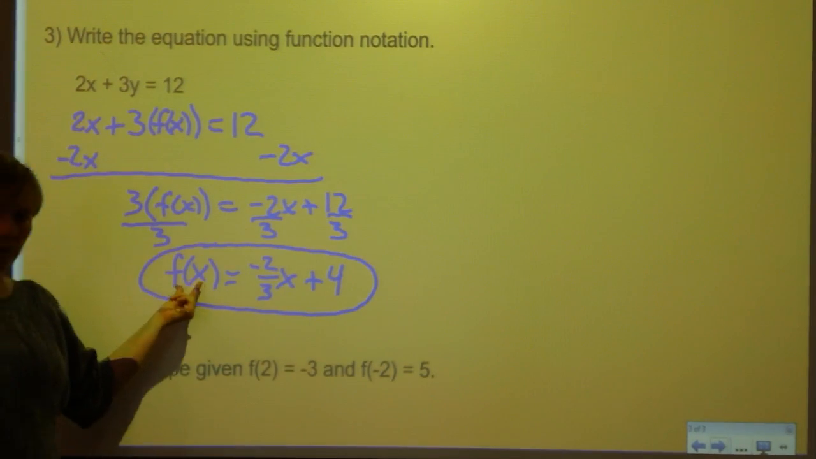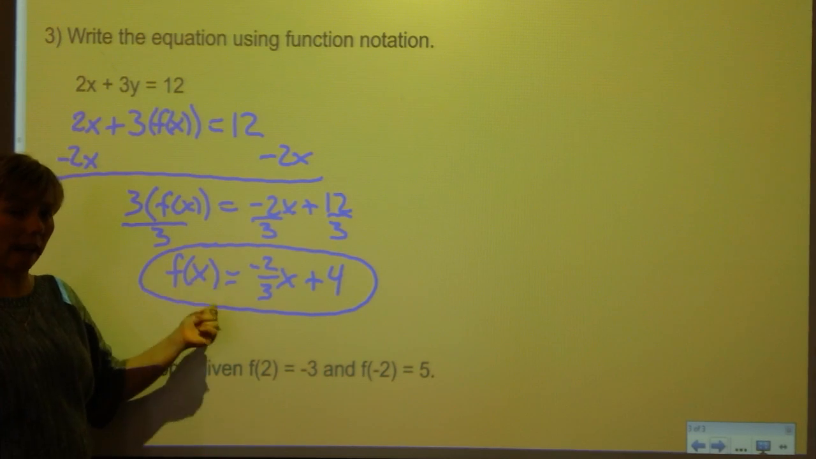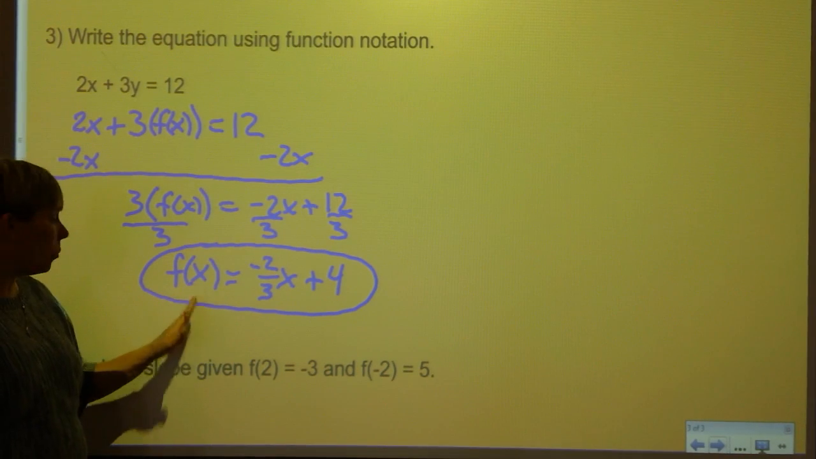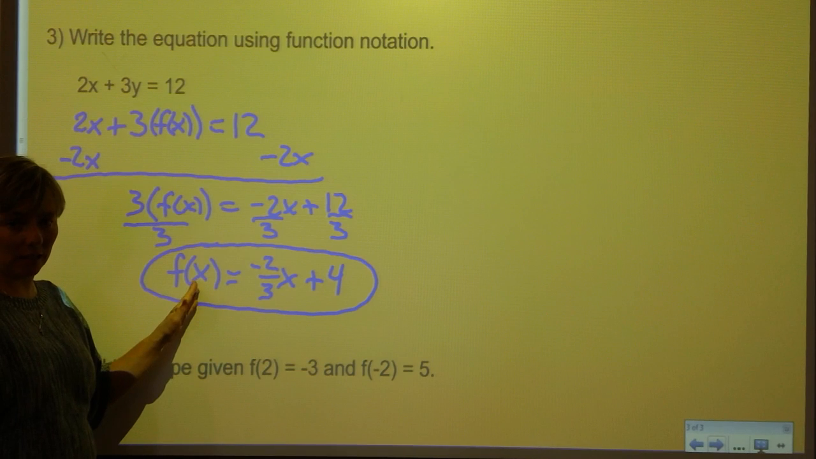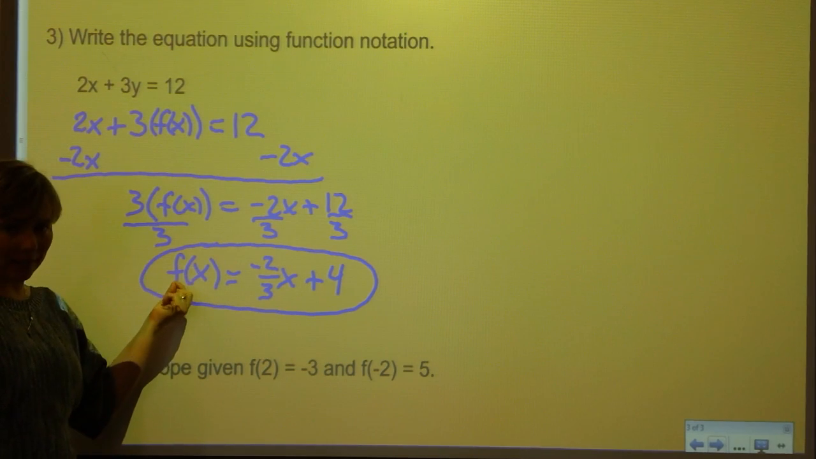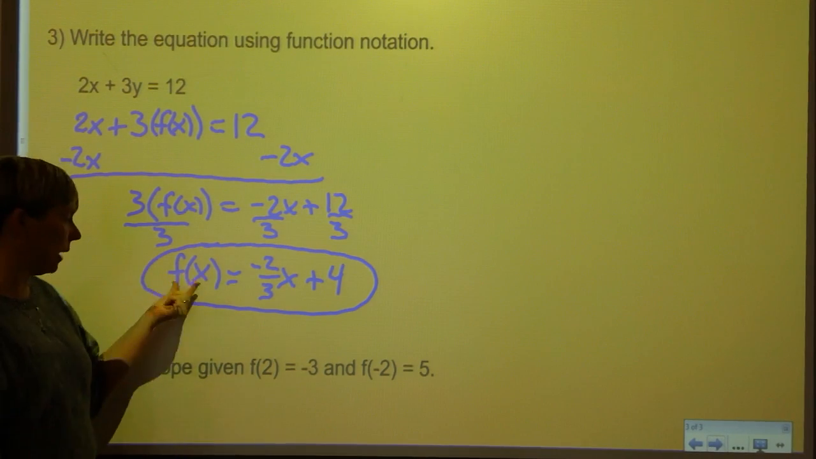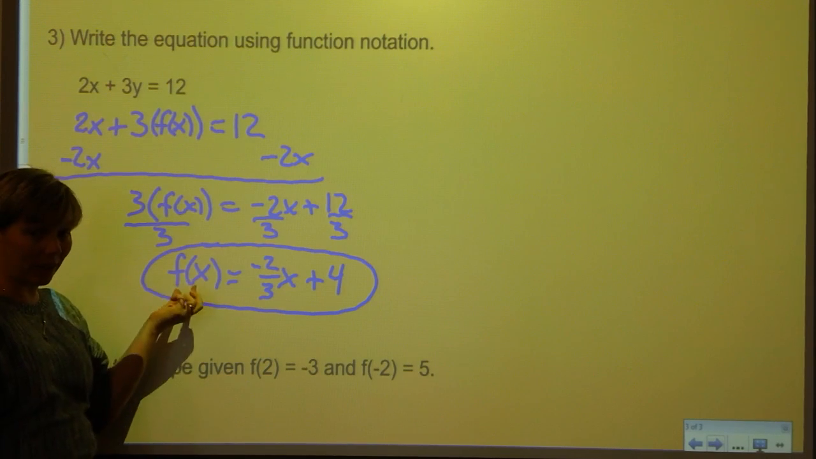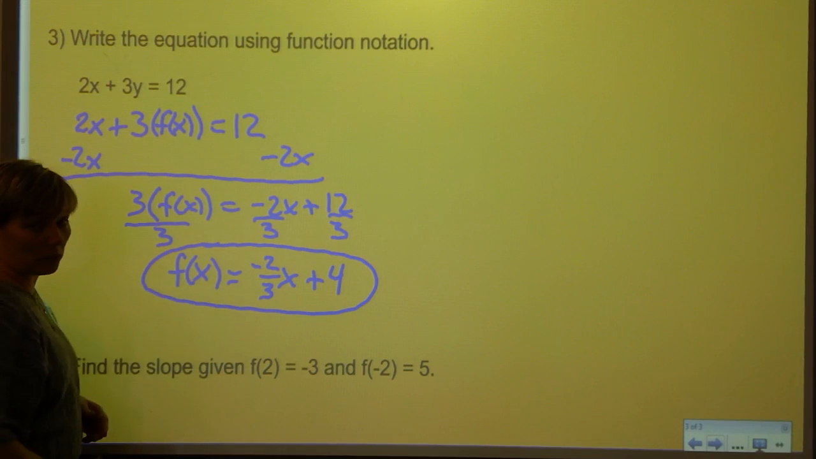Remember, this f of x reads the function of x, my output when I have an input of x. I'm not multiplying these and getting fx. I'm not doing adding or subtracting with this. It's just a notation.